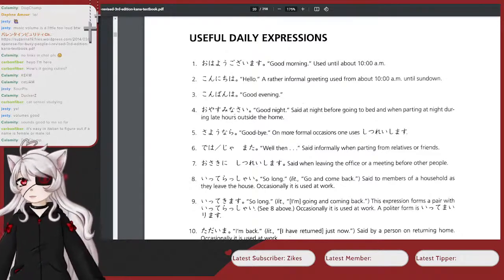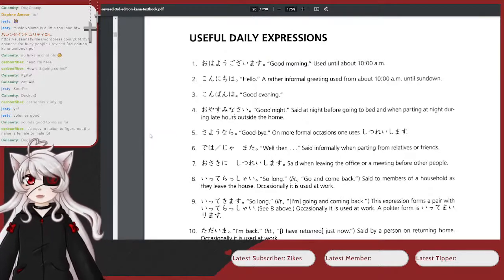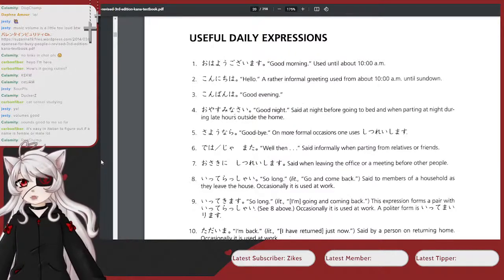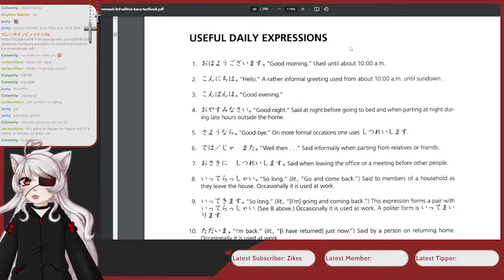What are you dog champing at? I don't even know what emotion that's supposed to be because I can only see the words. I can't see the emotes.